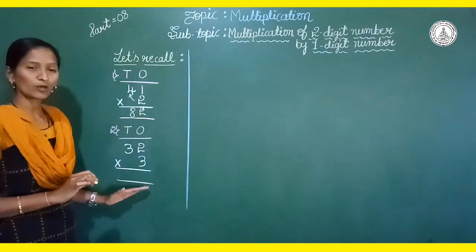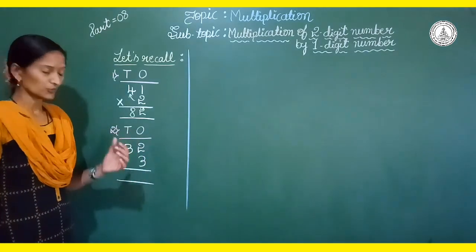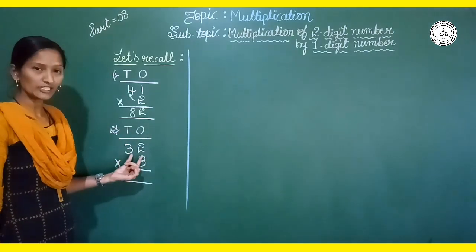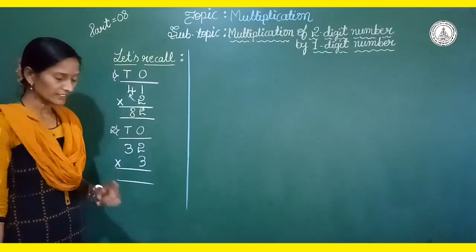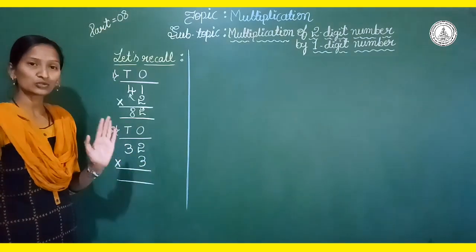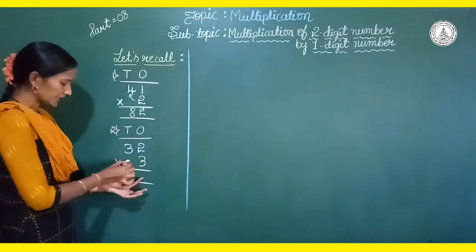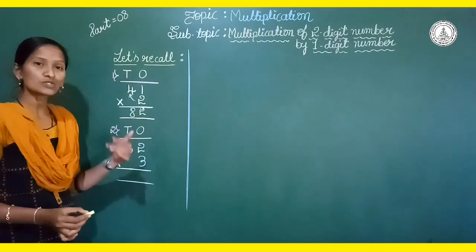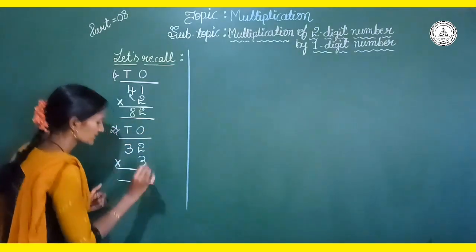So come to the second problem, 32 into 3. So in this problem, 32 is the multiplicand and 3 is the multiplier, right? So the first step is you have to solve the numbers in the ones column. So 3 into 2. 3 2s are 6, right? So write down here 6.